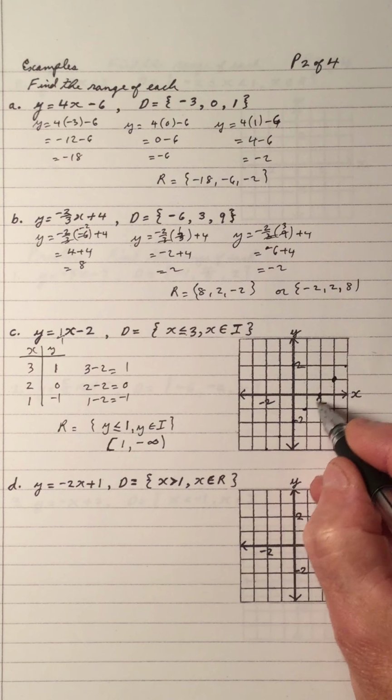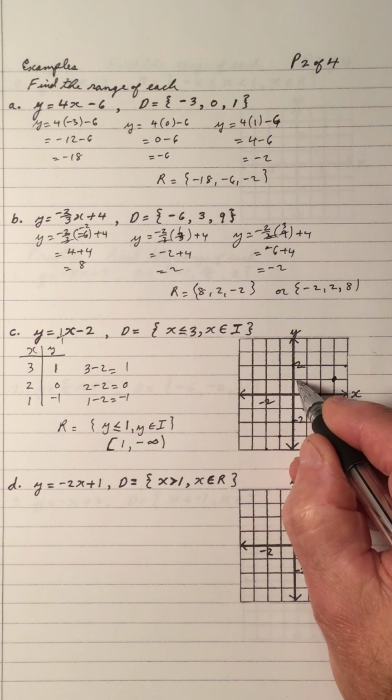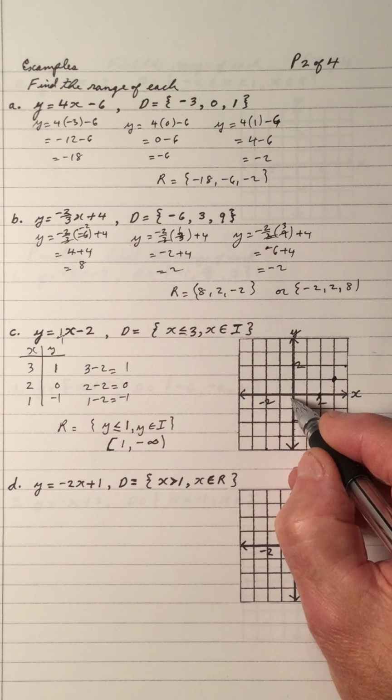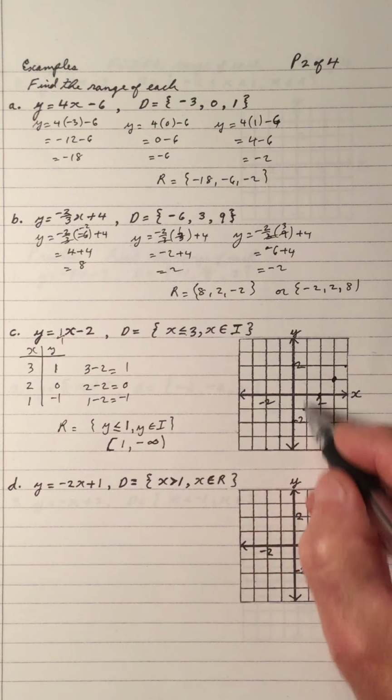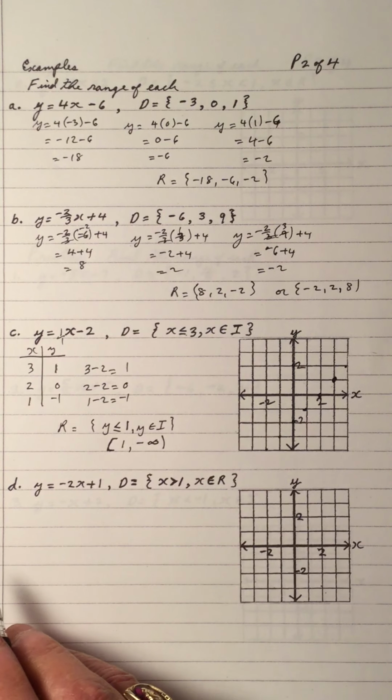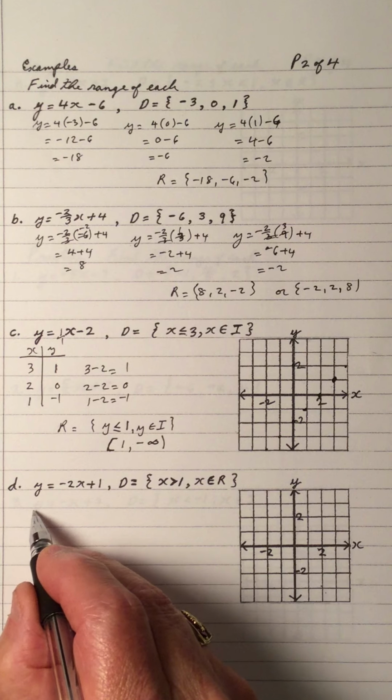So notice as I go this way, the y value is 1. So the y is 1, 0, -1, etc., etc. So the y is going down, which is less. So this is correct.